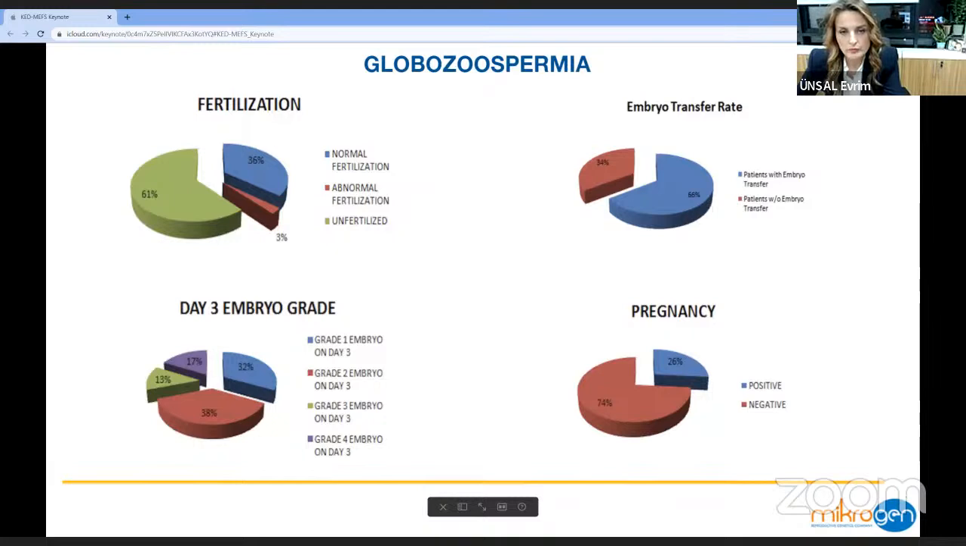In the globozoospermia group, we evaluated 29 patients. Fertilization rate was 39%, and abnormal fertilization rate was 3% of these cases. In 66% of cases, embryo transfer was performed and a 23% pregnancy rate was achieved.